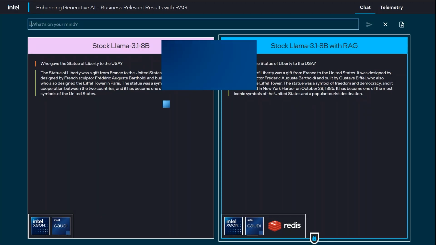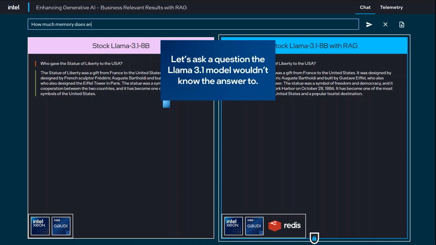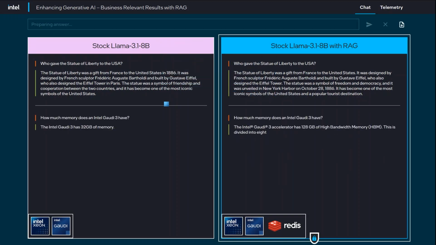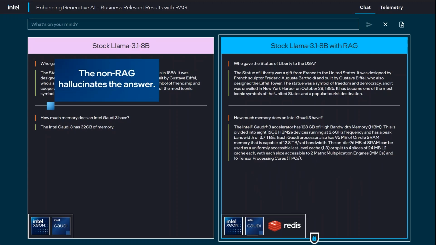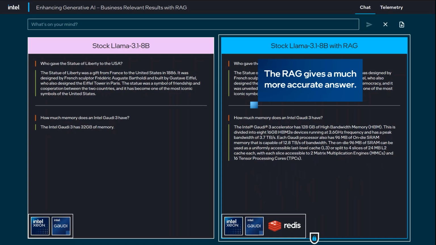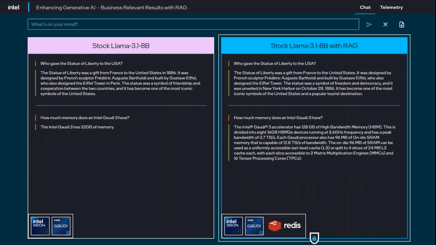Now, let's ask about the memory of an Intel Gaudi 3, which the Llama 3.1 model wouldn't know. On the left, the non-RAG backend gives a wrong, hallucinated answer. On the right, the RAG backend provides a detailed response, including memory types, capacities, and interface speeds.